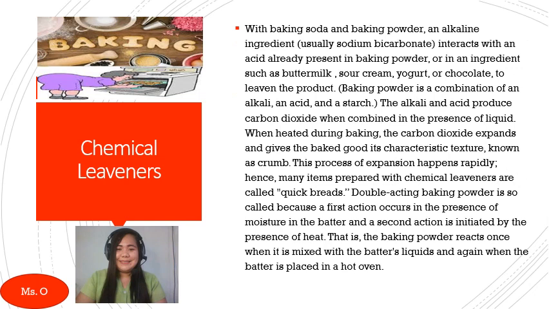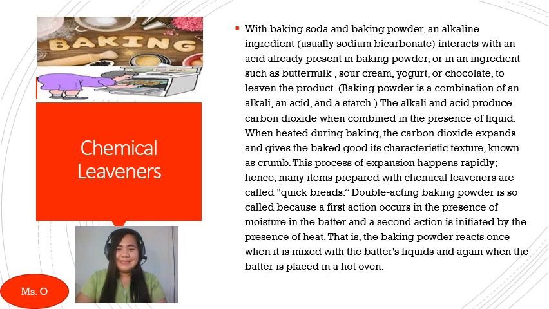Chemical leaveners. With baking soda and baking powder, an alkaline ingredient, usually sodium bicarbonate, interacts with an acid already present in baking powder or in an ingredient such as buttermilk, sour cream, yogurt, or chocolate to leaven the product. Baking powder is a combination of an alkali, an acid, and a starch. The alkali and acid produce carbon dioxide when combined in the presence of liquid. When heated during baking, the carbon dioxide expands and gives the baked good its characteristic texture, known as crumb.